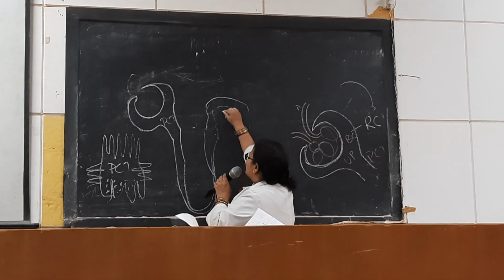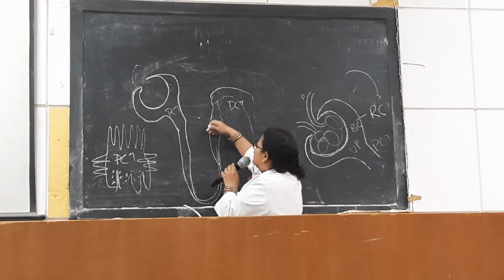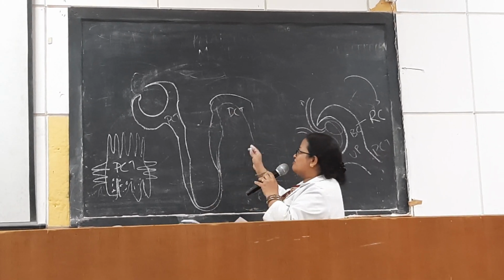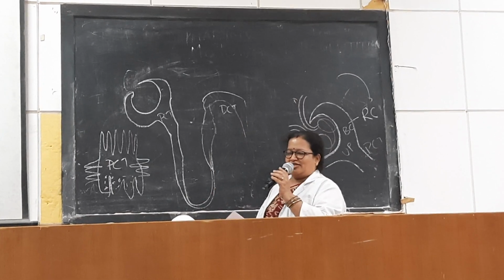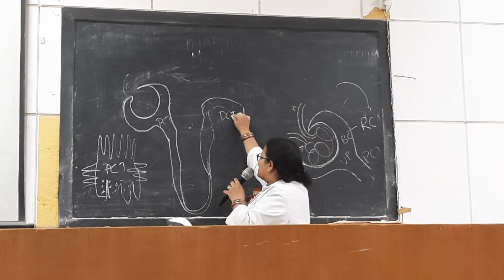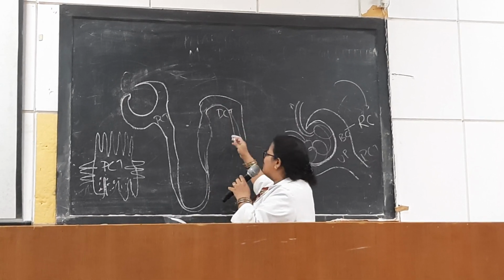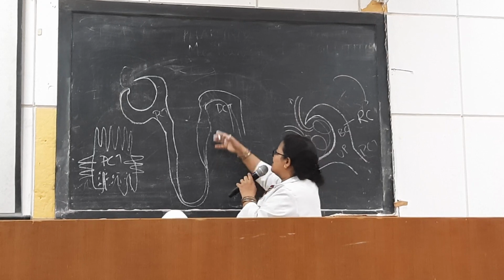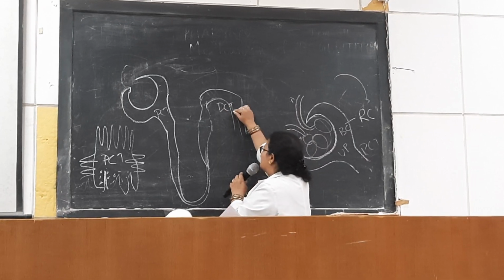In the distal convoluted tubule, what happens? There is acidification of urine by release of hydrogen ions. And by release of hydrogen ions, the bicarbonate ions are absorbed. So this leads to acidification of urine.